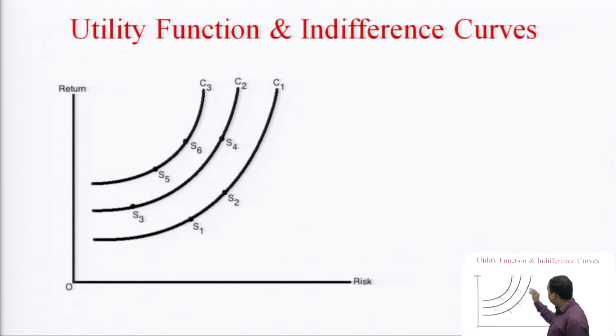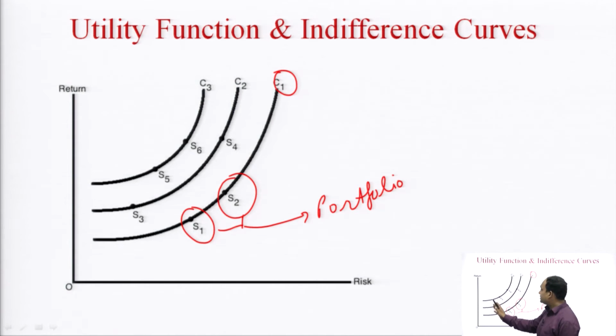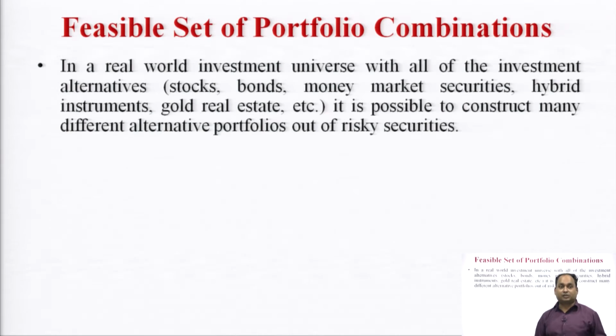Under a single indifference curve, say for example C1, there are portfolios S1 and S2, both of which are on indifference curve 1. For indifference curve 2, S3 and S4 are the portfolios. For the indifference curve C3, there are two portfolios, S5 and S6. For each indifference curve, the investor is indifferent with respect to risk and return, whether he invests at this point or at this point. The utility for the investor in making the investment in S1 or S2 will be the same. So, this is called the indifference curve.